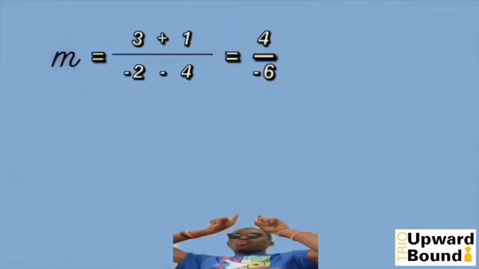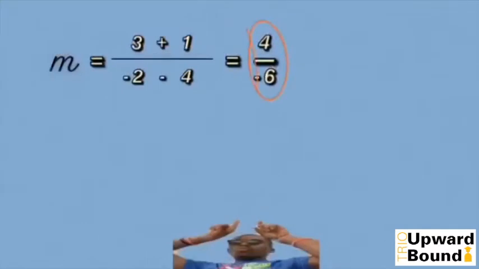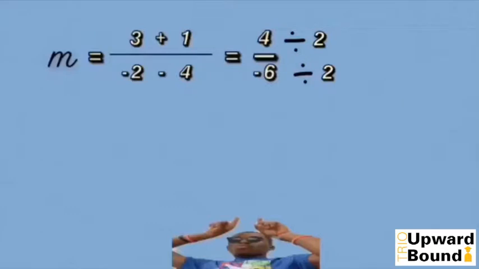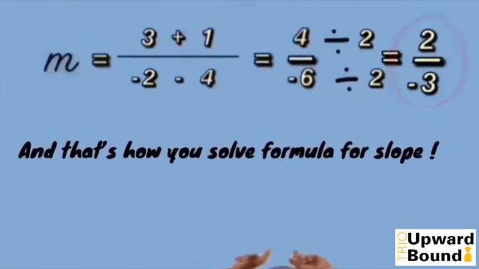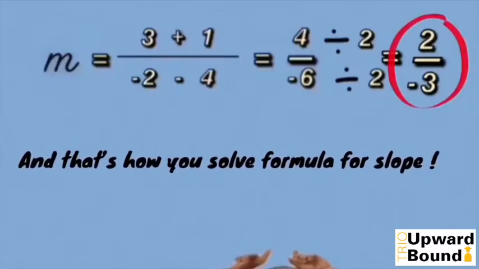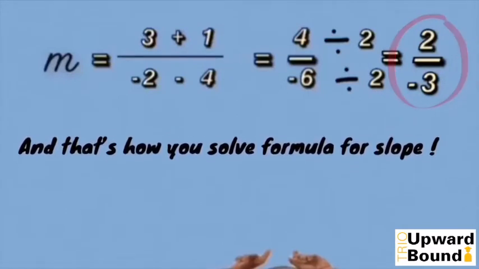Now that we know the points, we're going to be using the actual formula for slope to get the answer. As you can see, our answer is 4 over -6. Now that we have the answer, to simplify this fraction, 4 over -6, I took the least common factor and divided both numbers by that least common factor, and got 2 over -3. And that's how you solve formula for slope.